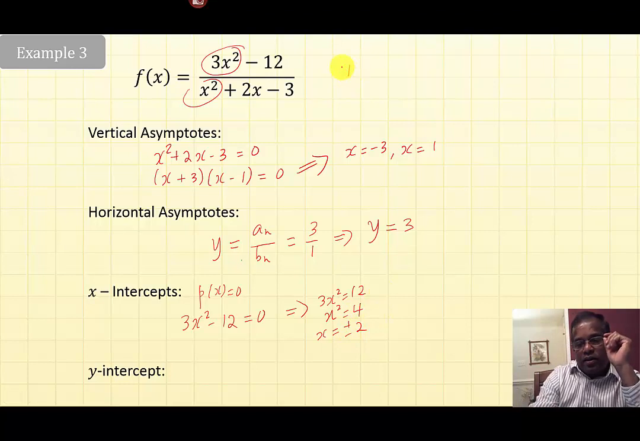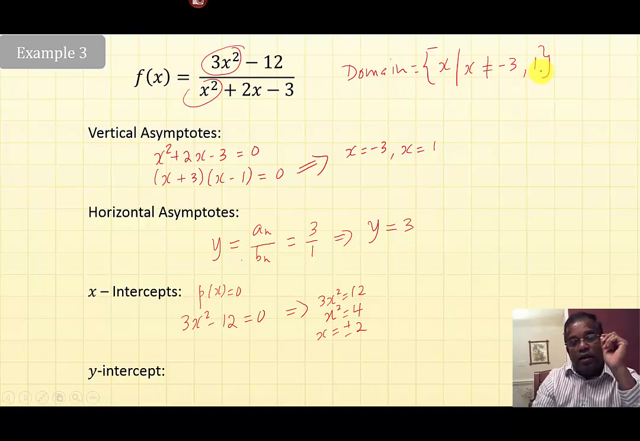So the domain is all x except negative 3 and 1. Since negative 2 and 2 are in the domain, they're going to be x-intercepts. The y-intercept is given by f of 0. So if you substitute 0 here, you get negative 12 over negative 3, which is clearly a 4. Now let's use a calculator to see whether we get these things.